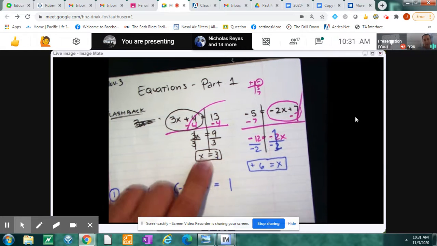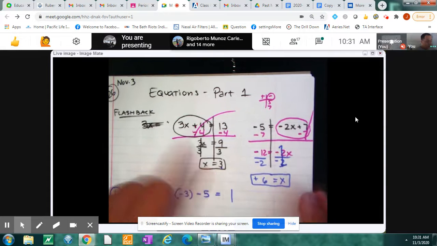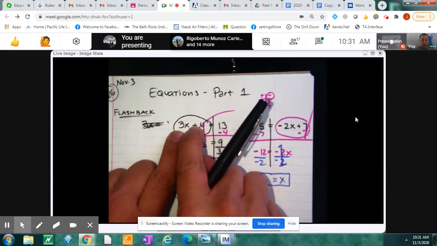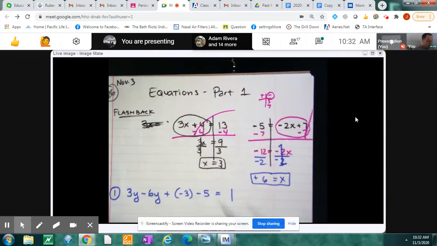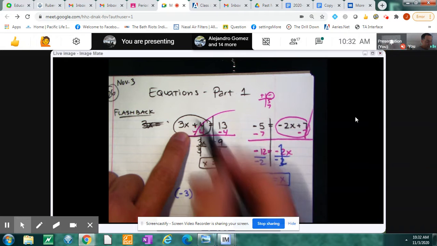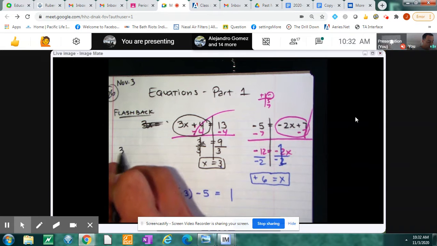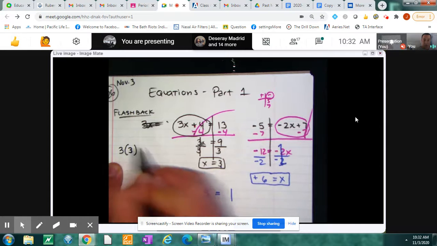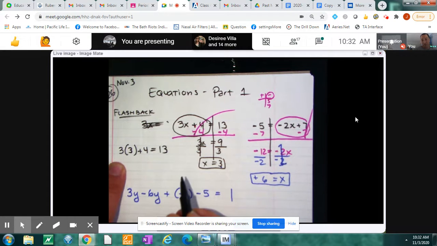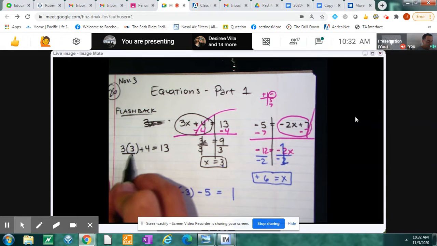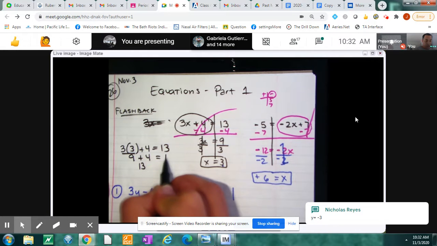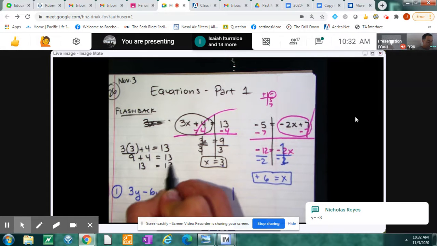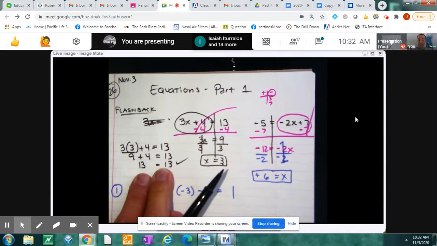So what does this mean that x is 3? It means that if I replace the x with 3 and I do PEMDAS, it's going to balance with the other side. So that means that, take out the x and put a 3. It's not 33, it's 3 times x, which is 3 times 3, plus 4 is going to balance with the other side, which is 13. So what's 3 times 3? 9. Is 9 plus 4 13? Yep, and that equals 13. Okay, so it balances.